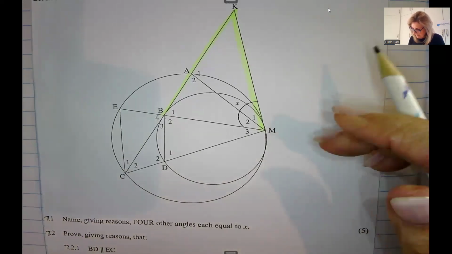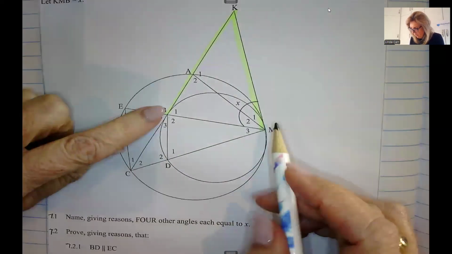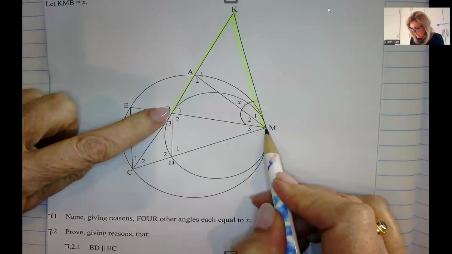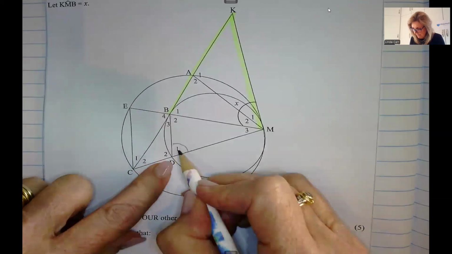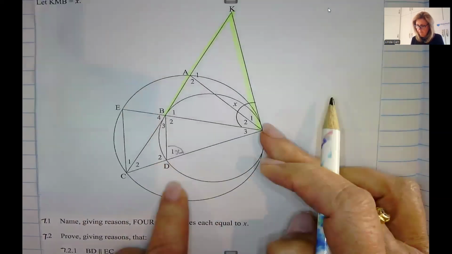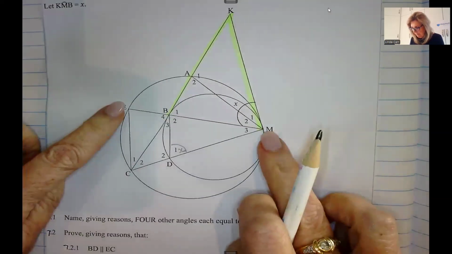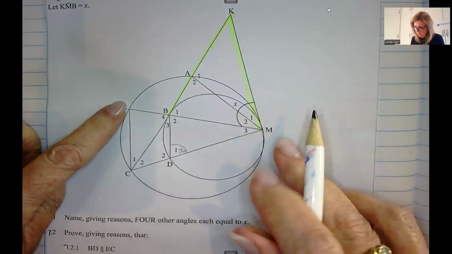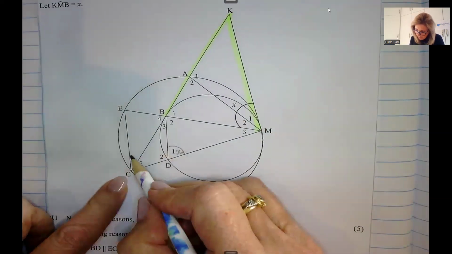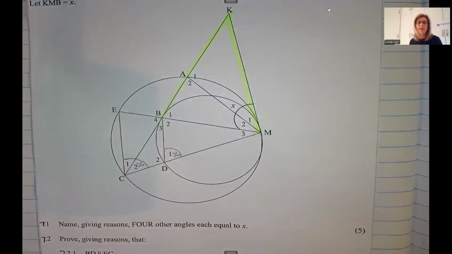I can definitely say tangent and chord BM on the little circle would take me to D1. So D1 is equal to X because of the tan chord theorem. Then if I take EM, that is a chord on the big circle. So tangent to chord, and so angles C1 and C2 are both equal to X because of the tan chord theorem in the larger circle.